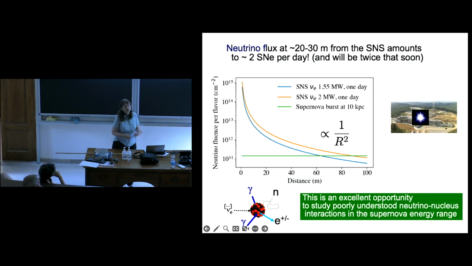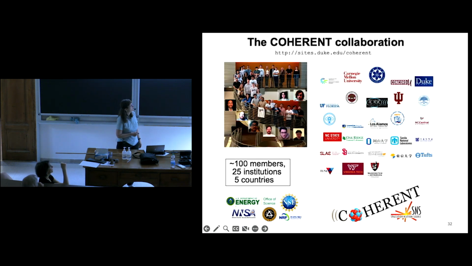And in fact, the power is going up, so the flux is going to be going up, and it's actually going to be even more than that. So what we really have is kind of an artificial supernova in neutrinos at the SNS that we can use to study neutrinos in the supernova energy range.